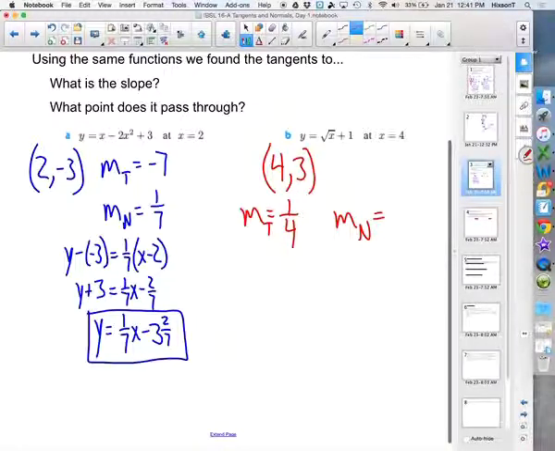All right. So what's our slope for the normal line? -4. Good. -4. Okay. That's the opposite reciprocal of 1/4. And then we have what for the equation of our line? What'd you end up with? y equals -4x minus 5.